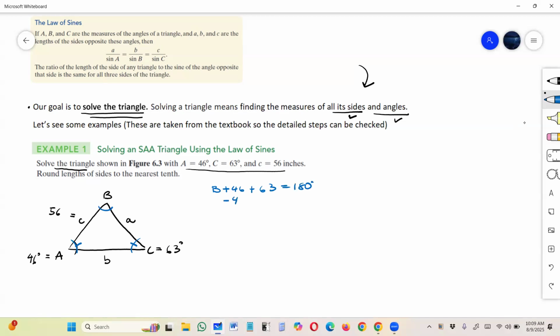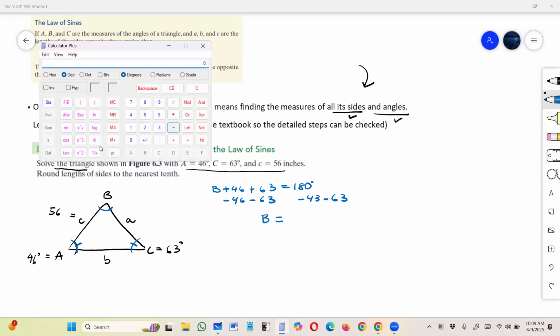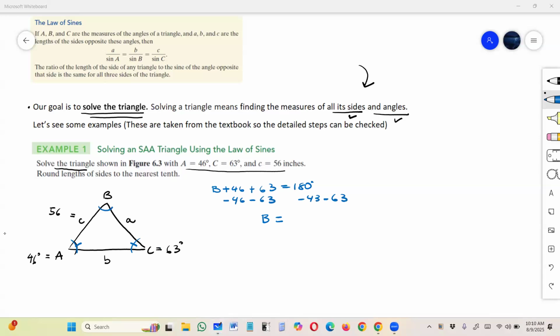So then I'm just going to subtract 46, subtract 63 from both sides, and I should have B. You can do this on the calculator, or in your head, whatever you want to do. I'm going to do it here so you can see. 180 minus the 46 minus the 63 gives me B equals 74 degrees, as you can see here. So I'm going to write here 74 degrees. Make sure you put the units in.